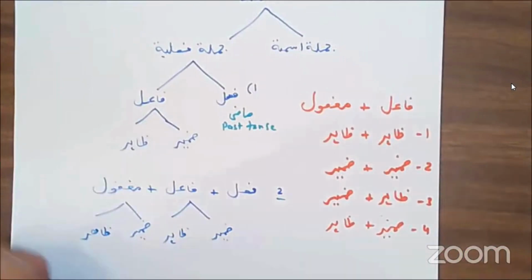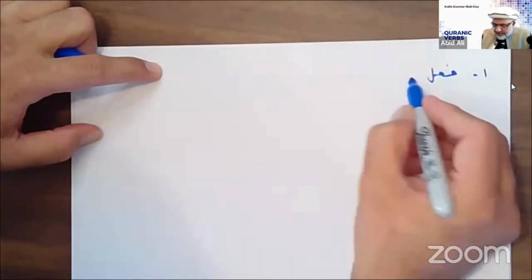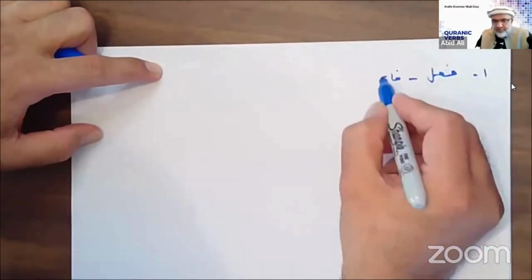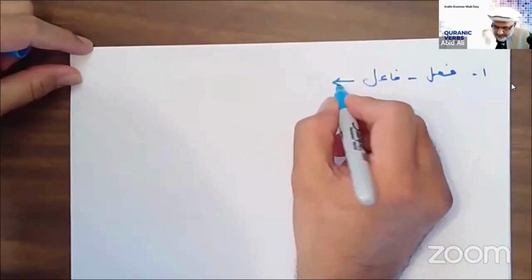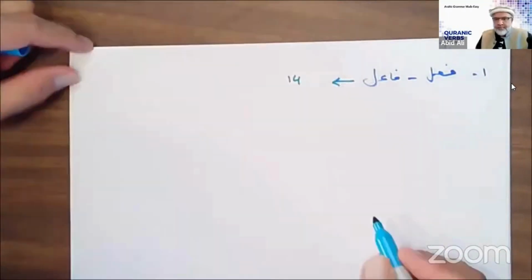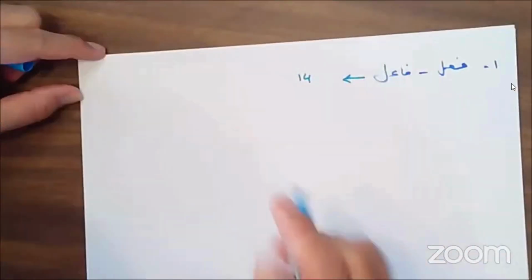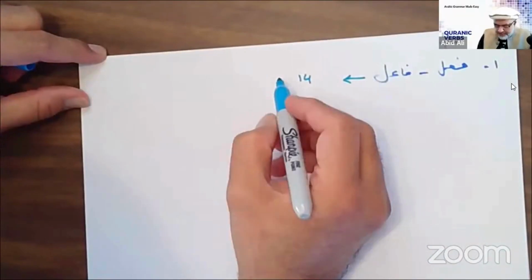Okay, good. So now let's look at jumlatul fi'liya, what we have been looking at so far. We have iteration number 1: the fi'l, and then the fa'il. Now, when we're dealing with the fa'il, how many pronouns do we have? 14. So how many jumlatul fi'liya do we have? 14.